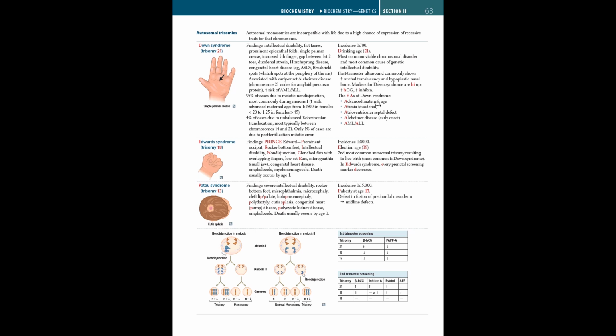The 5 A's of Down syndrome, which are really important to know, are advanced maternal age, atresia or duodenal, atrioventricular septal defect, Alzheimer's disease, AML, and ALL.